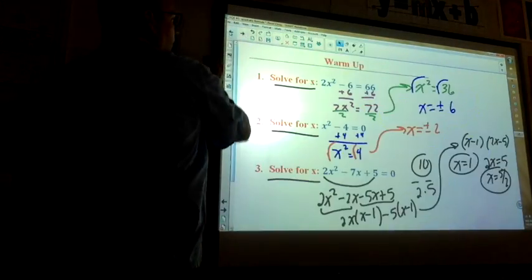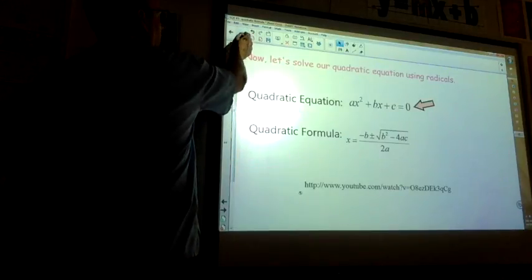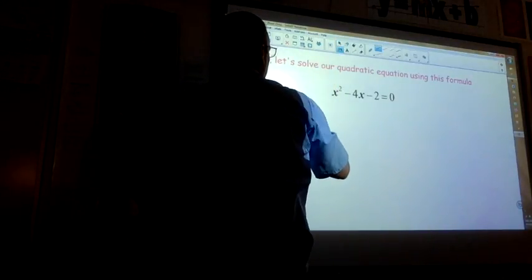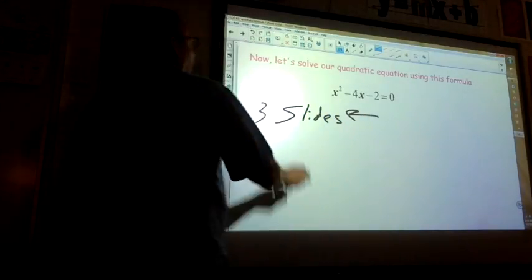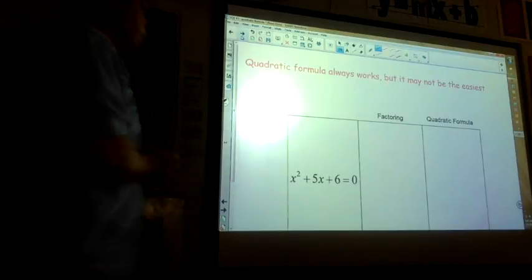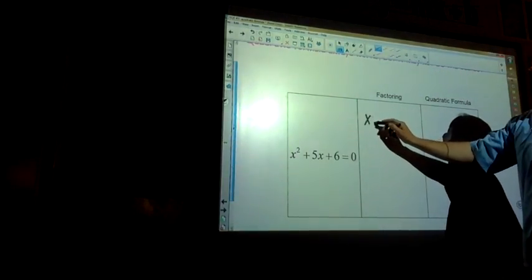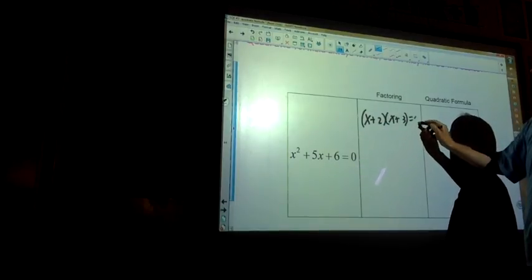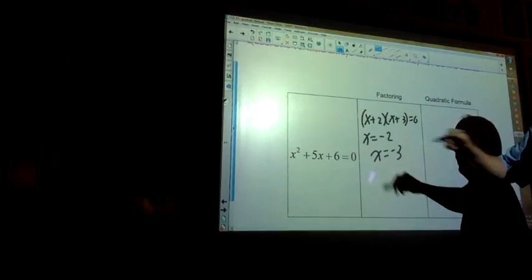So, this is the problem we just worked out. This problem is right here. It's done. So we already worked that problem. You wrote the notes. We have it worked out. So, three slides back, right? Okay? So, let's see. This first problem, trust me on the factoring, comes out to x plus 2, x plus 3 equals 0. So x is equal to negative 2, x is equal to negative 3.